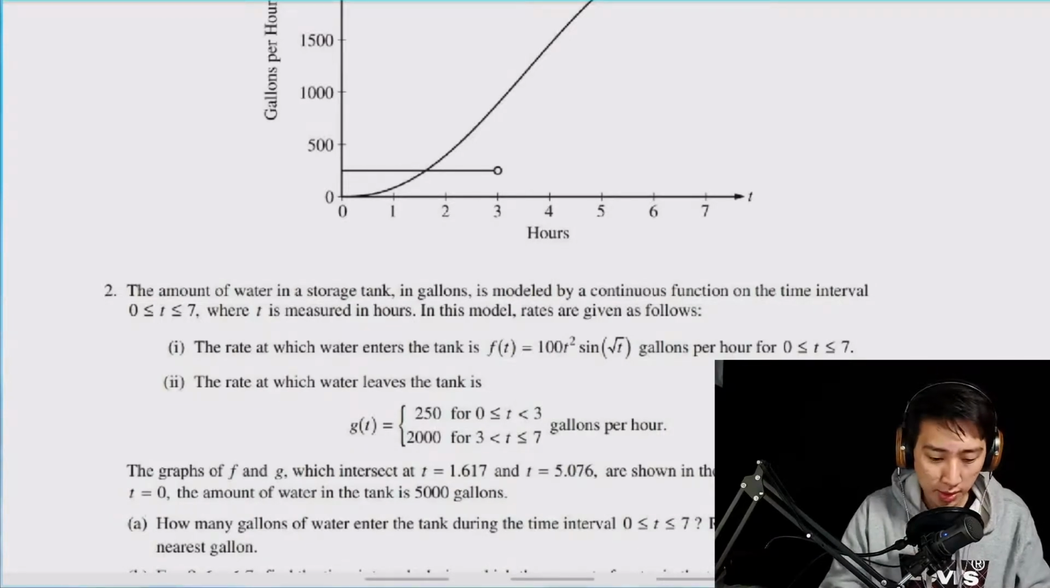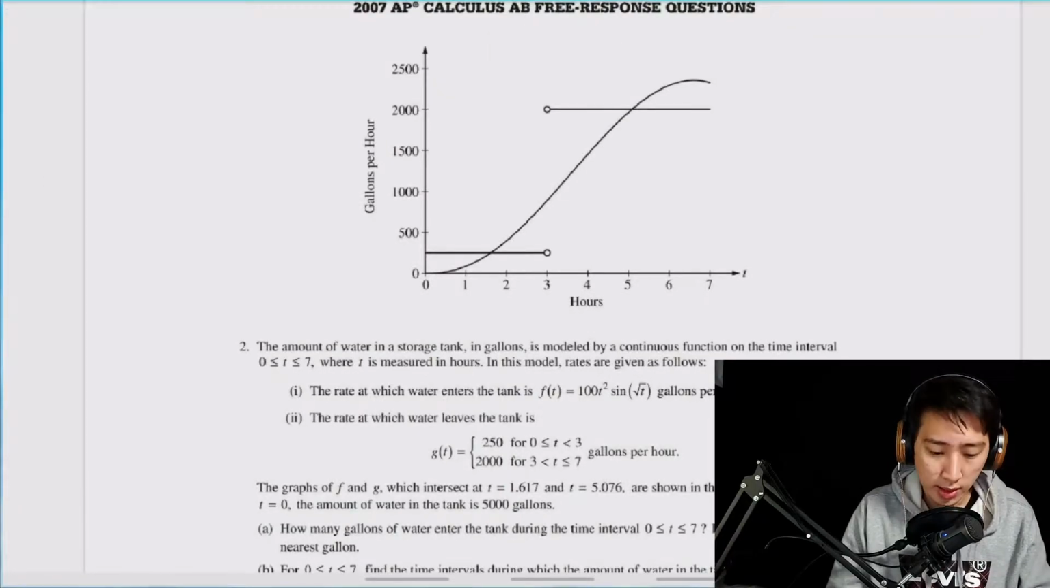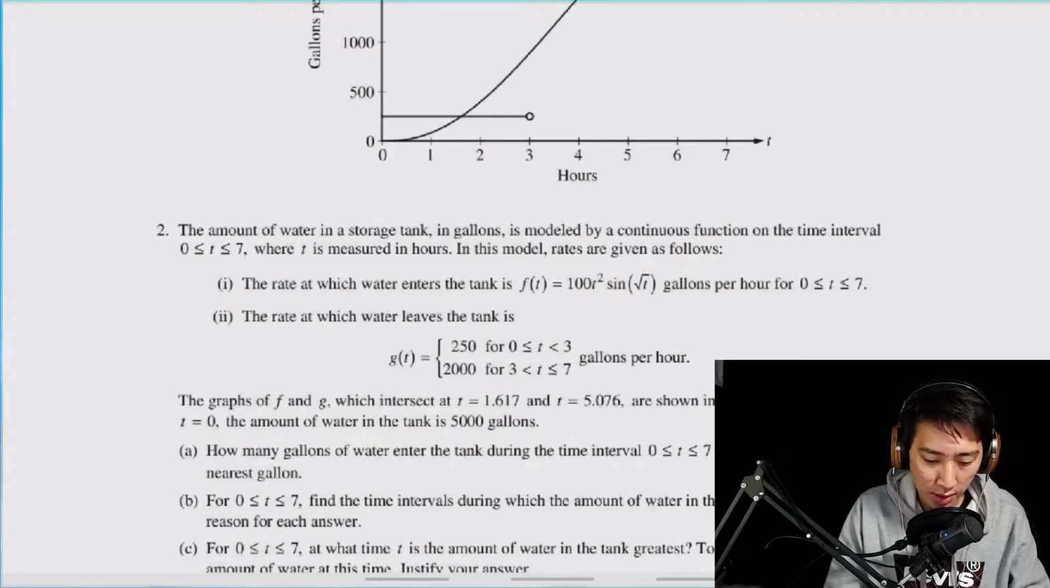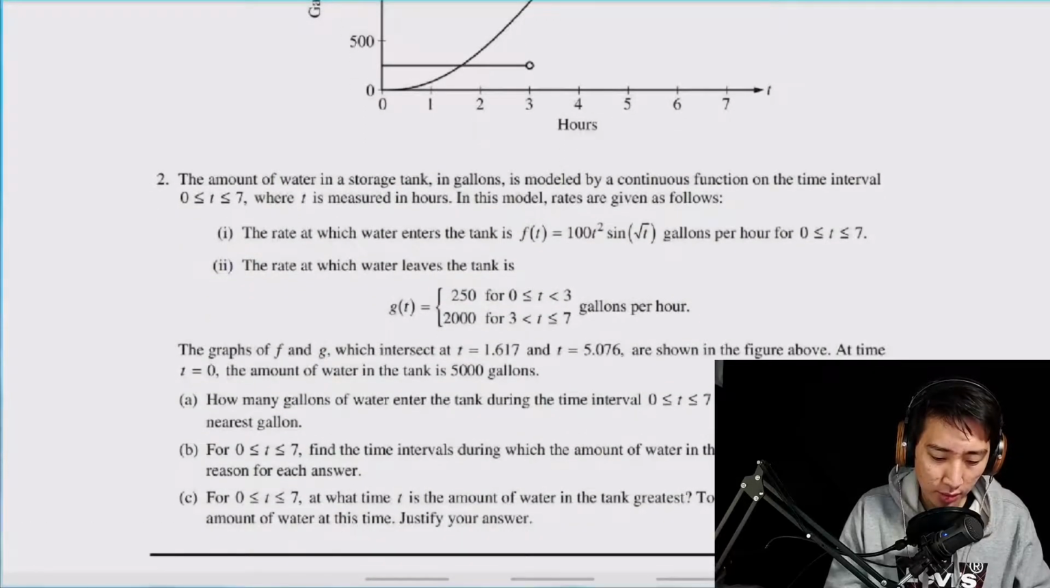Okay, welcome to question number 2. So for here, it's going to be a graph question. Looking at it, it says the amount of water in a storage tank in gallons is modeled by the continuous function on the time interval, and so on. It's given as follows. The rate at which water enters the tank is given here. The rate at which water leaves the tank is given here.